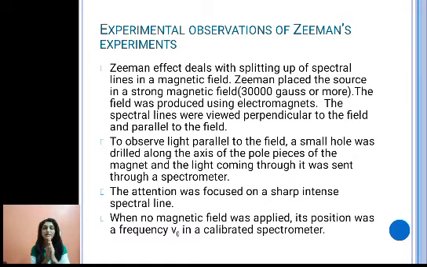To observe light parallel to the field, a small hole was drilled along the axis of the pole pieces of the magnet, and the light passing through that small hole was sent through a spectrometer. The attention was focused on a sharp, intense spectral line. When no magnetic field was applied, its position was at frequency nu zero in a calibrated spectrometer. When you apply the magnetic field, along with nu zero, you get two other components, nu one and nu two.